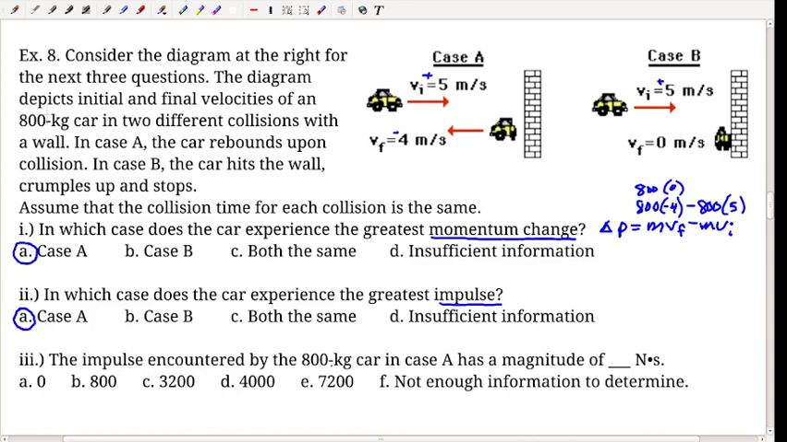The impulse encountered by the 800 kilogram car in case A has a magnitude of blank Newton seconds. So actually we can go ahead and crunch these numbers. 800 times negative 4 minus 800 times 5. And I've got negative 7200 Newton seconds. Now they just left off the negative because they're given the magnitude, they're ignoring the direction. Remember that the negative is really only helpful for finding direction. So that's the answer that I'm looking for. Sweet!